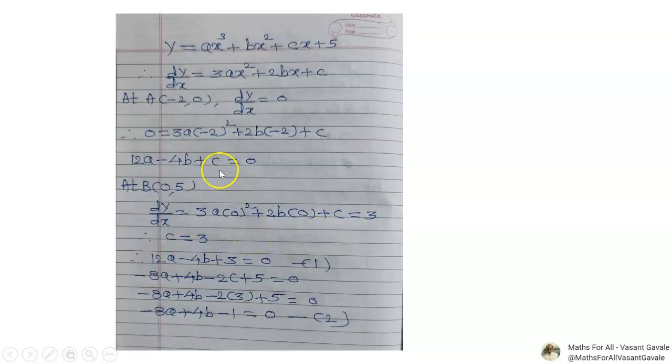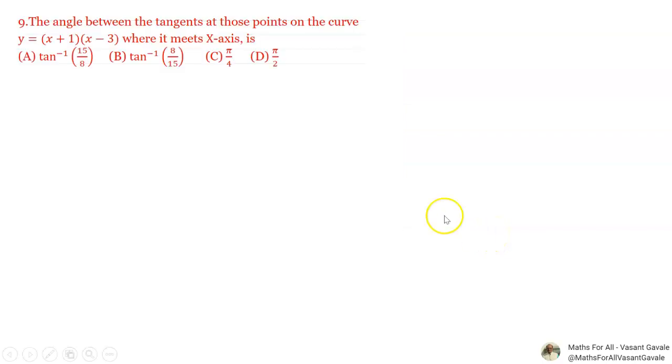Substitute the value of c as 3 and solve this first. That is the equation 12a minus 4b plus 3 is equal to 0. And the second equation is minus 8a plus 4b minus 1 is equal to 0. If you solve these two equations, then you will get the required point. Okay. Now the next problem.